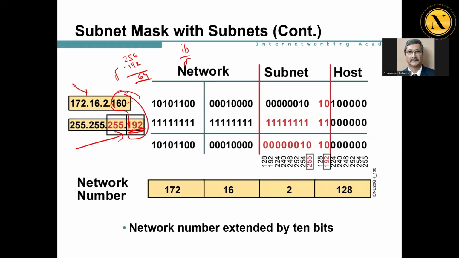Divide hypers by delta. Remember, hypers is how much? 160. Divided by how much? Delta is 64. 64 how many times? 2. 64 times 2 is 128. That's it. Multiple. That's your subnet hypers.